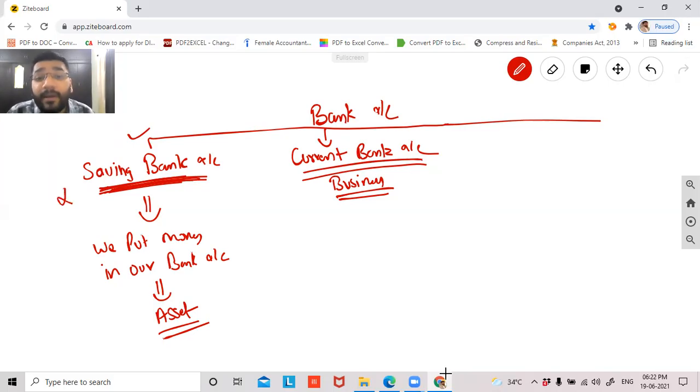So business people open a current bank account. This account has multiple features. Different banks offer different features. Now in this bank account, what happens is, guys, we put money in our bank account.